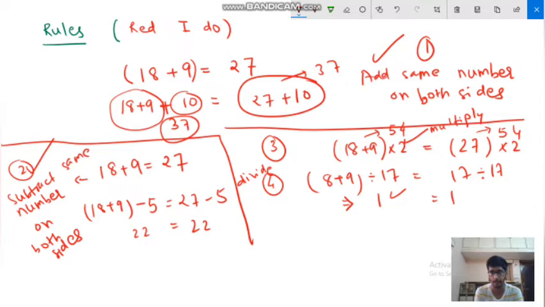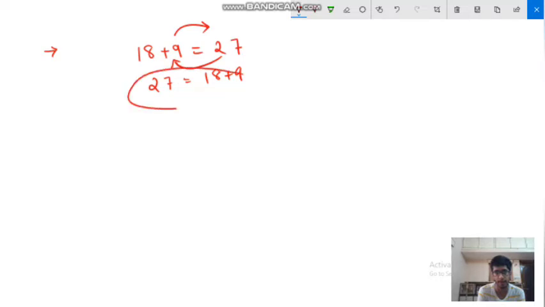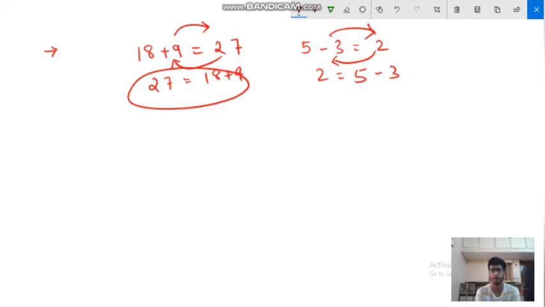Okay, I will clear. Also, there is one more rule. If the equation is 18 plus 9 is equal to 27, if you change it, 27 is equal to 18 plus 9, that is, if you exchange the sides, then also equation remains the same. If 5 minus 3 is equal to 2, then 2 is equal to 5 minus 3. You have just exchanged the sides and the equation remains the same. Okay, you will take a note of this also.